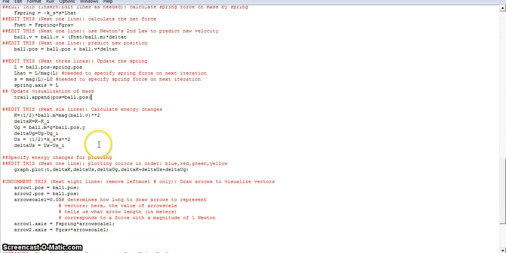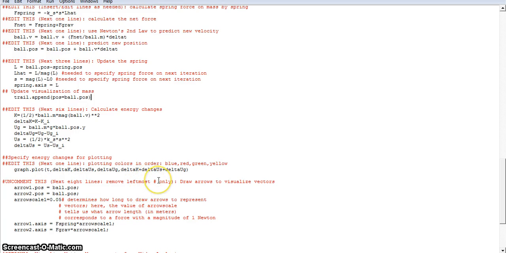And here is calculating the energy changes. We know that K, which is our kinetic energy, is 1/2 mv squared. Delta K is the change, where we have the final kinetic energy minus the initial kinetic energy. Ug is the gravitational potential energy, and delta Ug is calculating the change. Us is the spring potential energy, and delta Us is calculating the change, final minus initial. Then we plotted all those with t and also the summation.